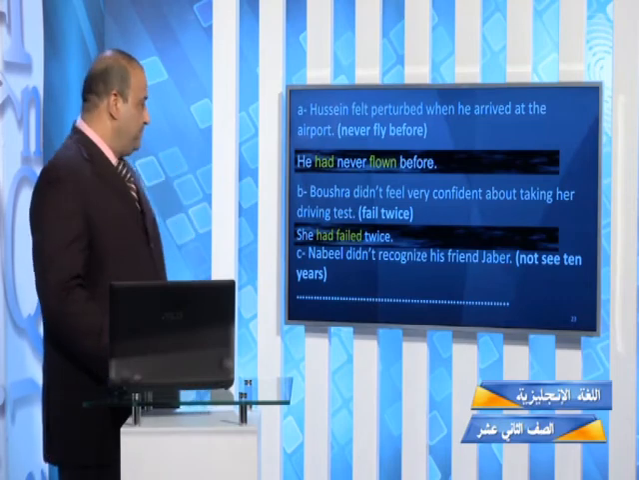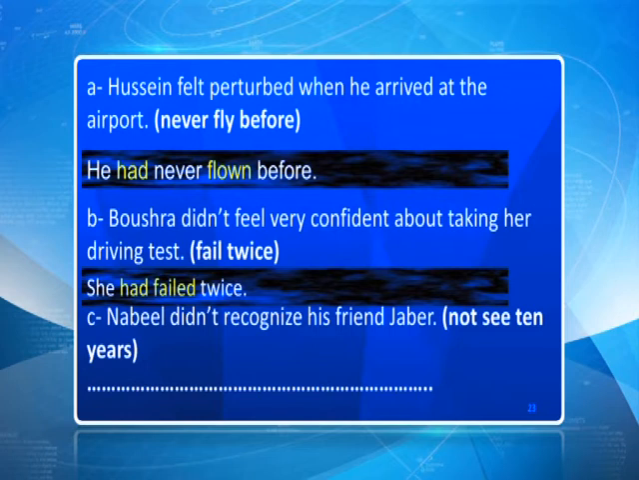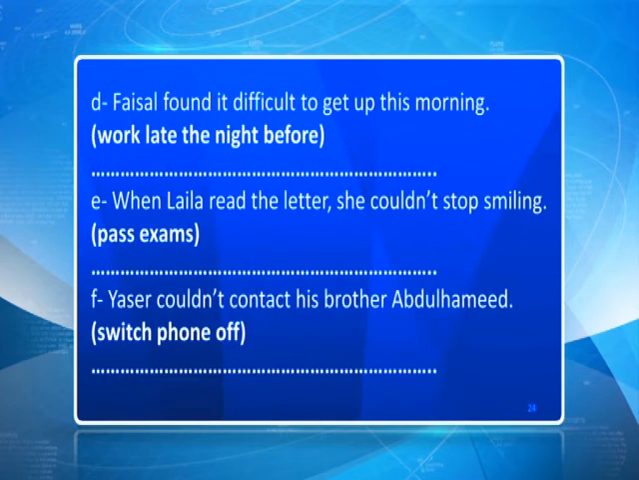Sentence C: Nabil didn't recognize his friend Jabir. If you ask yourselves, why didn't Nabil recognize his friend Jabir? The answer is simply because he hadn't seen him for 10 years. These are the explanations for the sentences.